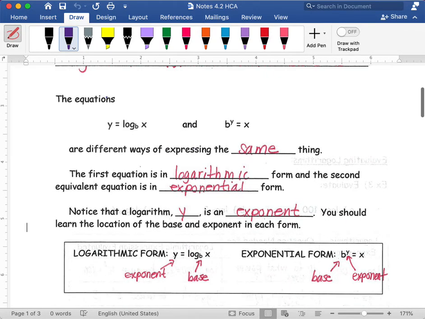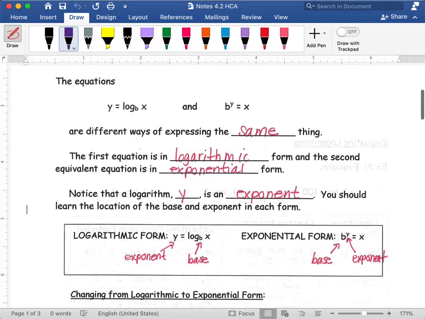So these two equations, y equals log base b of x, and b raised to the power of y equals x, are different ways of expressing the same thing. I always tell students to memorize the phrase "log is exponent." Because later when we solve logarithmic equations, we're going to want to convert the log equation into an exponential equation.